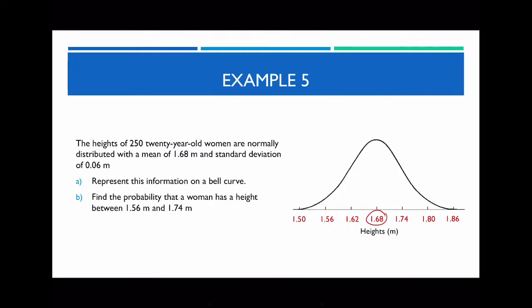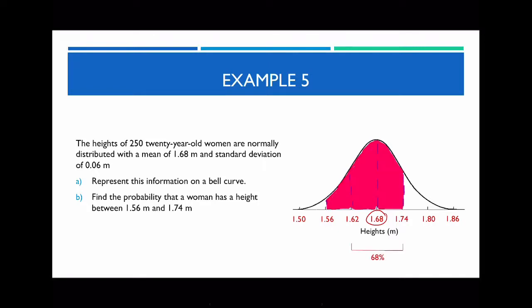Part B says, find the probability that a woman has a height between 1.56 meters and 1.74 meters. So it's essentially asking for this area over here. Now, to answer this particular question, I'm going to be relying on my knowledge of the 68% rule, the 95% rule, and the 99.7% rule.